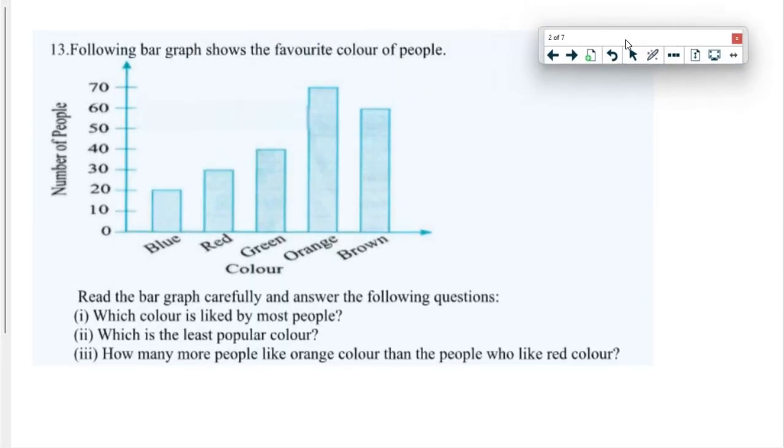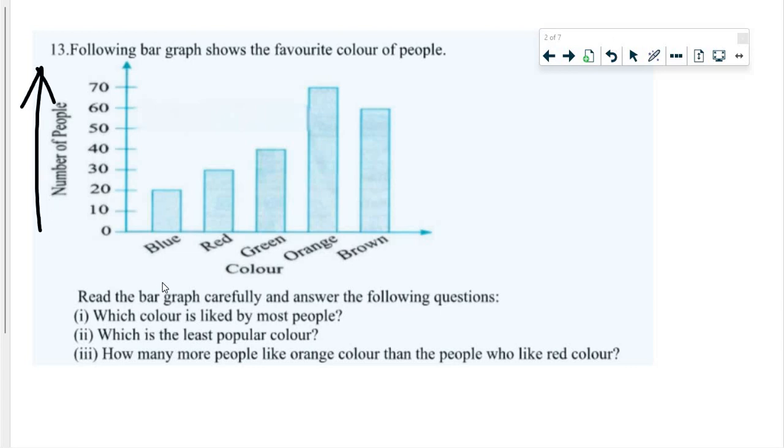The next question. The following bar graph shows favorite color of people. We have number of people and we have their favorite color. Read the bar graph carefully and answer the following questions. First question, which color is liked by most people?